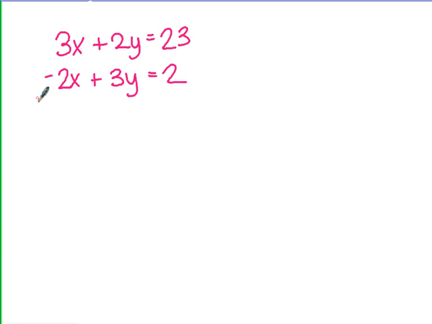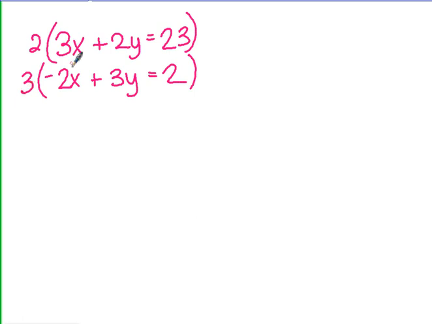Well, what do I multiply 3 by to give me 6? 2. So I'm going to multiply the entire first equation by 2. And what do I multiply 2 by to give me 6? Well, that would be 3. So I'm going to multiply the entire second equation by 3. Keep in mind that you need to multiply every single term.